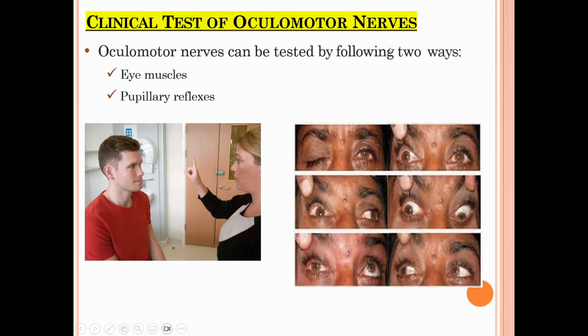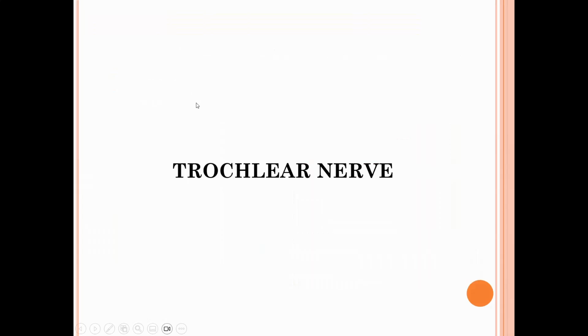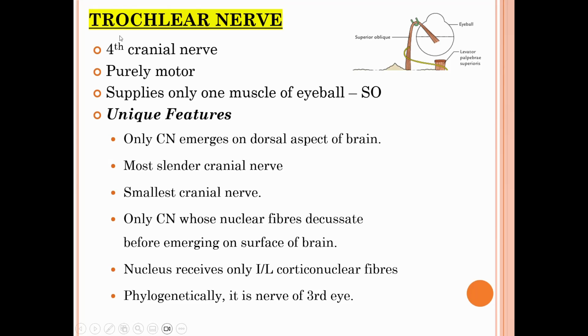Clinical testing of the third cranial nerve can be done either by testing the eye muscles or by pupillary reflexes. Then the fourth cranial nerve, or trochlear nerve. It is purely motor and it supplies only one muscle of the eyeball, that is superior oblique. It has a few unique features.